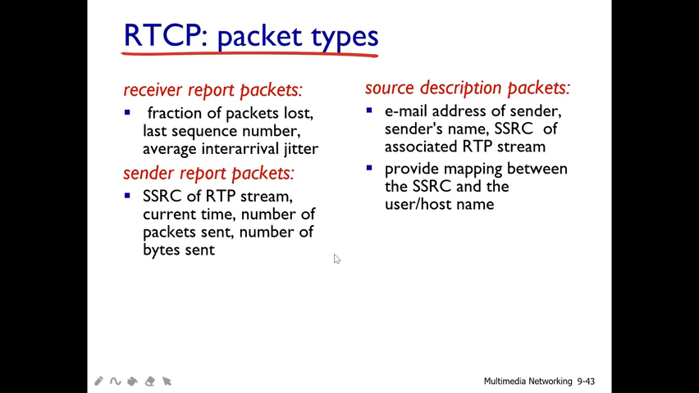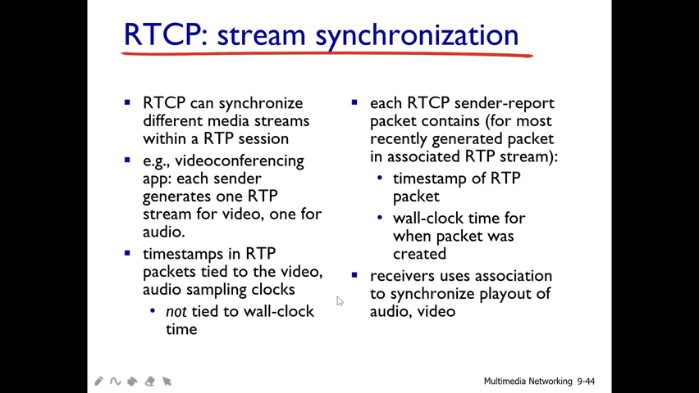What will happen inside the sender report packets? A sender report packet carries a stream of RTP packets with the current time, the number of packets sent, and the number of bytes sent. Inside the source description packets, there will be an email address, and the sender's name will be associated with the RTP stream. It is mapped with the SSRC and then associated with the user or host name. So it provides the mapping between the SSRC and the host name. These are the packet types inside RTCP.